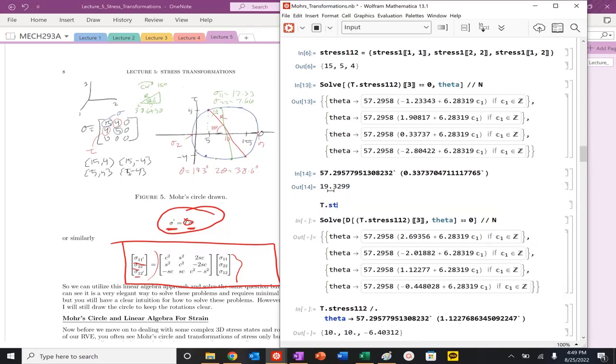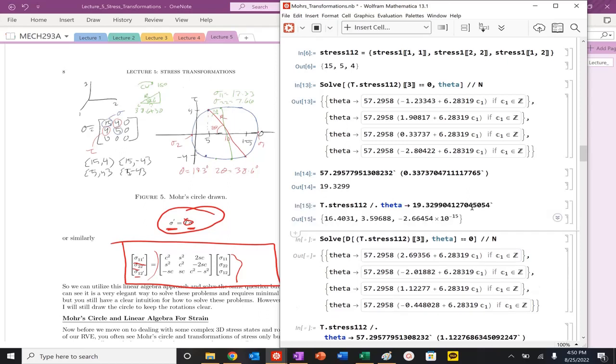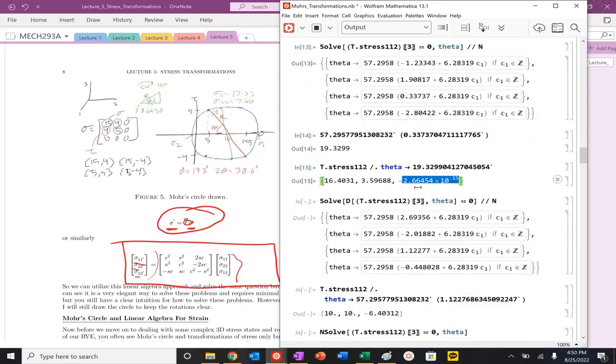What are my principal stress values? Well, let's see what happens when we plug in that angle. And you see 16.4 again, 3.6 again, and then you see this is super, super small. It's basically 0. It's just Mathematica having a hard time getting that value right. But we found our principal stresses, and we found our principal stress state, the rotation, just like we did previously.